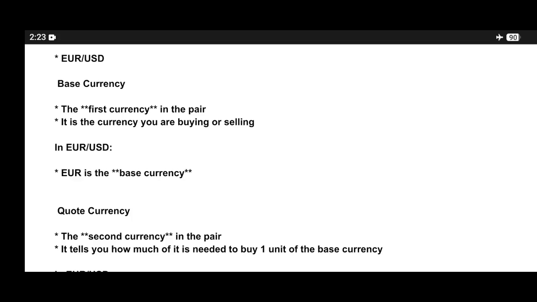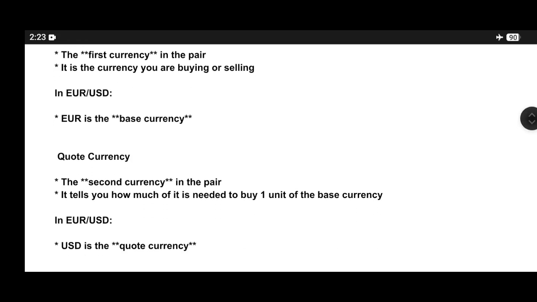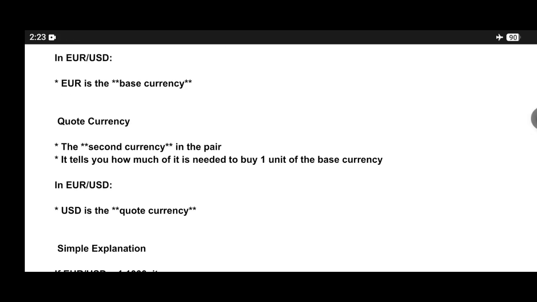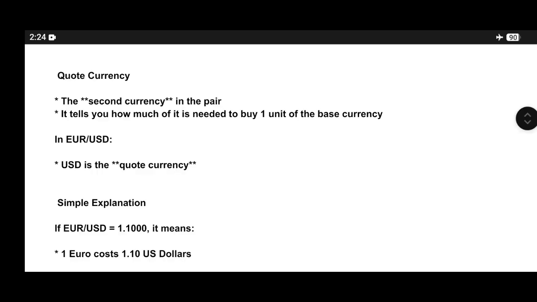Quote currency is the second currency in the pair. It tells you how much of it is needed to buy 1 unit of the base currency. So in Euro USD, USD is the quote currency. A simple explanation of this is: if the Euro USD equals 1.100, it means that 1 euro costs you $1.10 in US dollars.